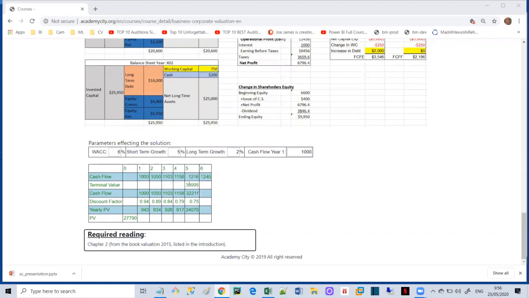I understand it, but which value is it? The equity value, the debt value? It's in fact both of them together, because we're looking at the cash flow of the whole company.